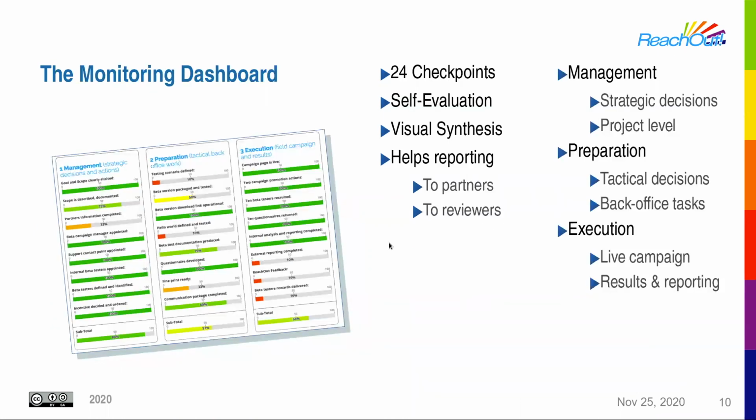The monitoring dashboard, which I will show in more details during the demonstration, is, as it says, a monitoring dashboard, which provides 24 checkpoints about the management, about the preparation, and about the execution of the campaign. And this dashboard can be used to self-monitor the progress of the campaign. It's also a means to share the progress with the ReachOut project team, to communicate, if you would like, with your partners, and in case of a research project, to the project reviewers as well.